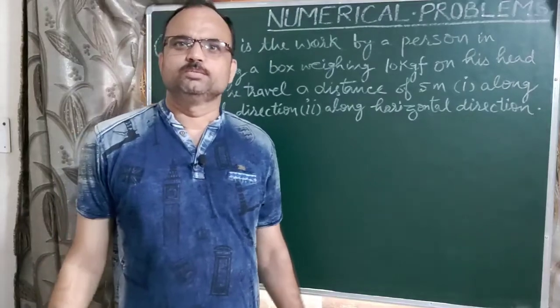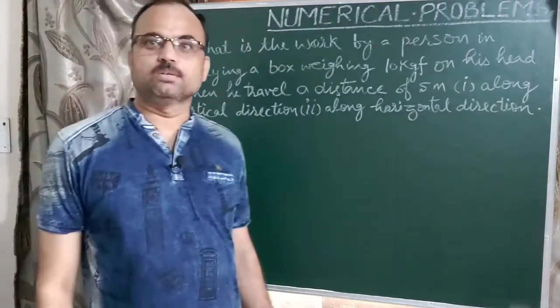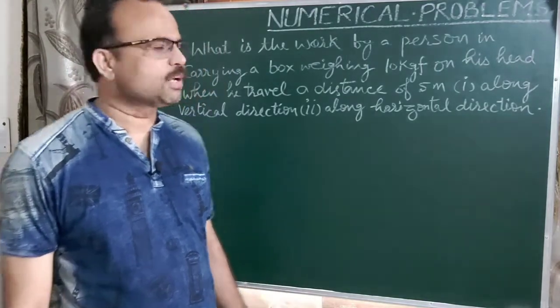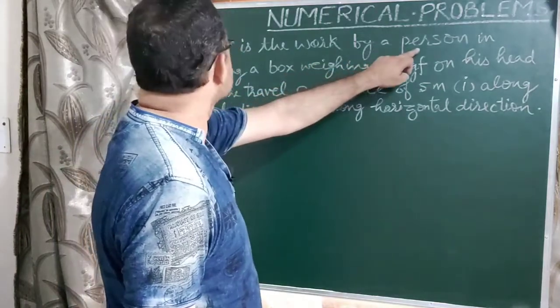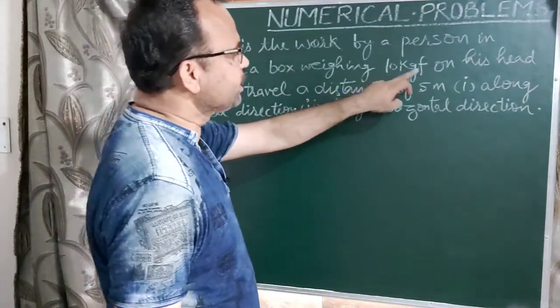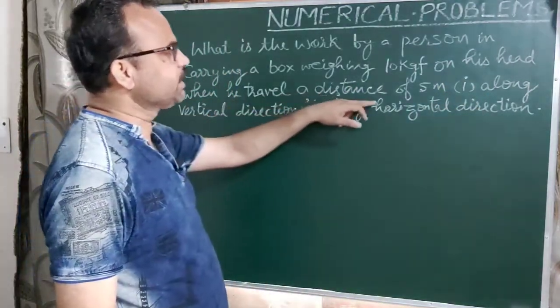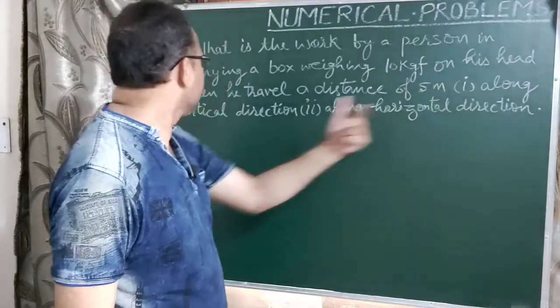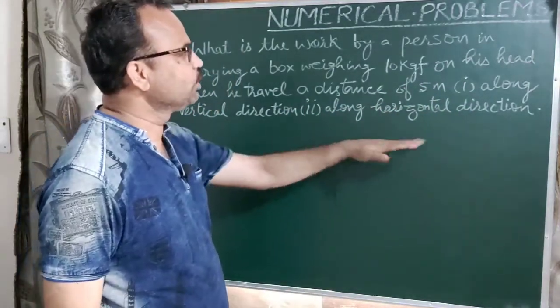Good morning, students. Today I am going to start the numerical problems of the chapter Work, Energy and Power. So let's now discuss the first numerical. What is the work done by a person in carrying a box weighing 10 kg on his head when he travels a distance of 5 meters, first along the vertical direction and second along the horizontal direction?